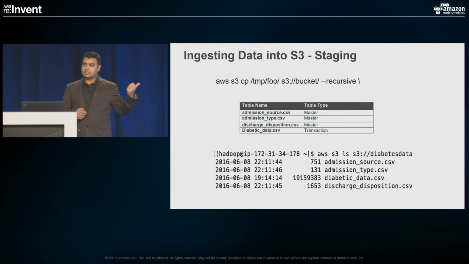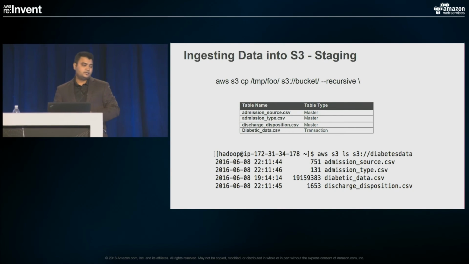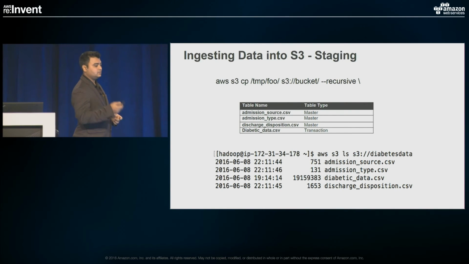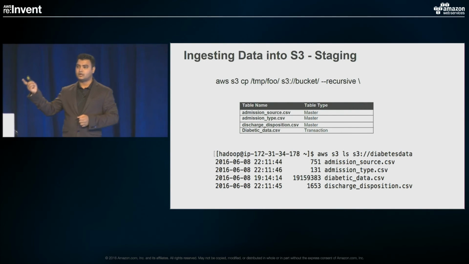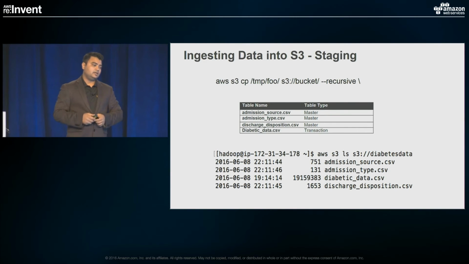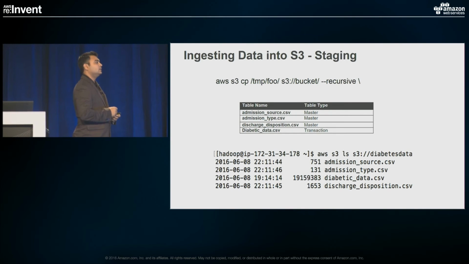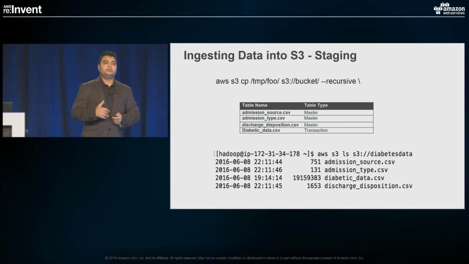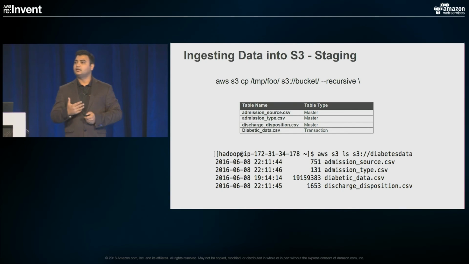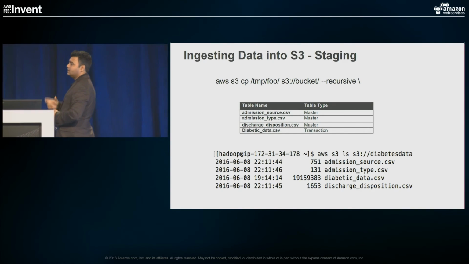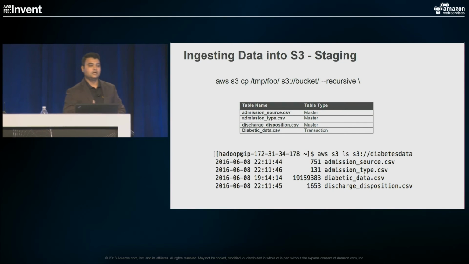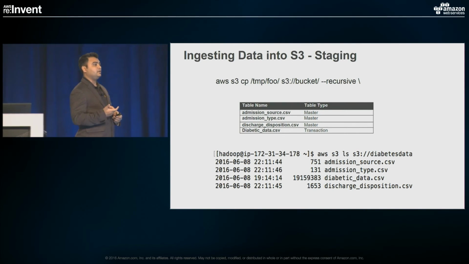So the first step that you saw in the diagram was ingesting the data into S3. What I do is use a simple S3 copy command to get that data on S3. And then as you can see, I listed the bucket and I've got a master and a transaction table. Now, why is this important? I don't want the data to be denormalized from the very beginning. I want to process it. I want to make sure that the keys that I'm using as foreign keys are not just numbers, but have some meaning to them. So what I do is basically create 3 master tables, one for admission source, admission type, and then discharge disposition.